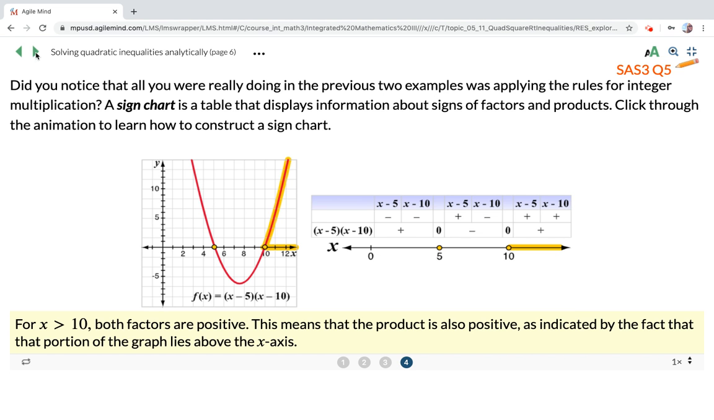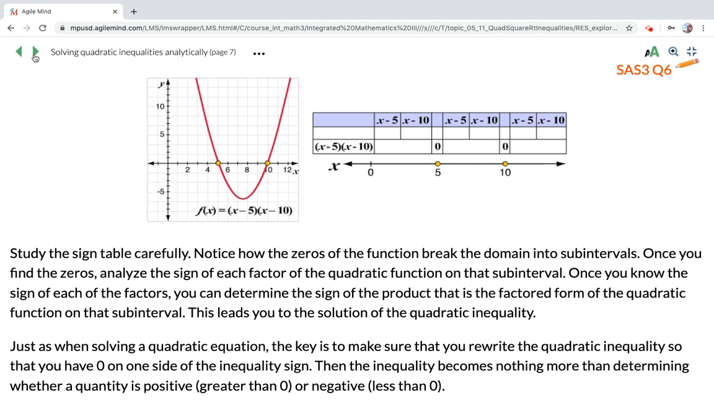So what this means for us, coming on down. So what this means for us, since I wanted it to be less than or equal to 0, I'm going to look for where my negative is. And we had a big fat negative between 5 and 10. So this tells me that my solutions are between 5 and 10. And because it said equal to was fine as well, I'm going to include 5 and 10 in my answer.